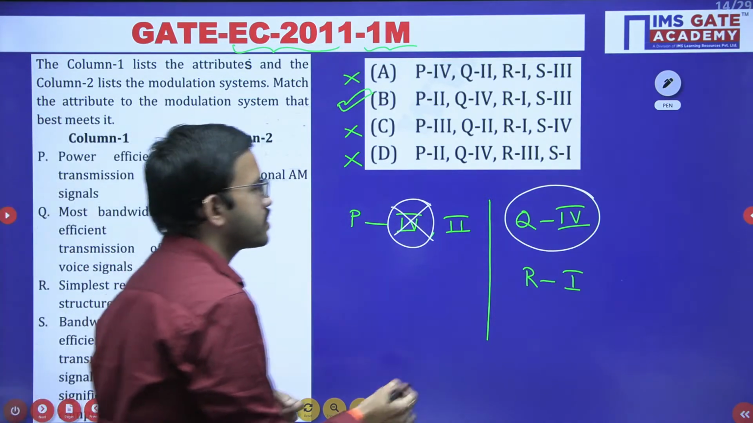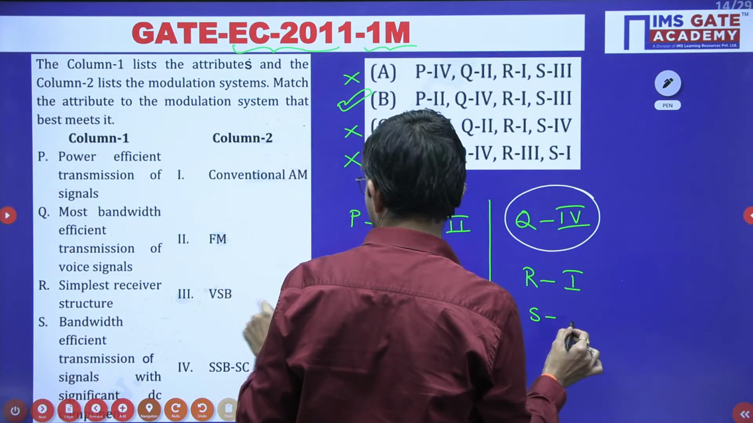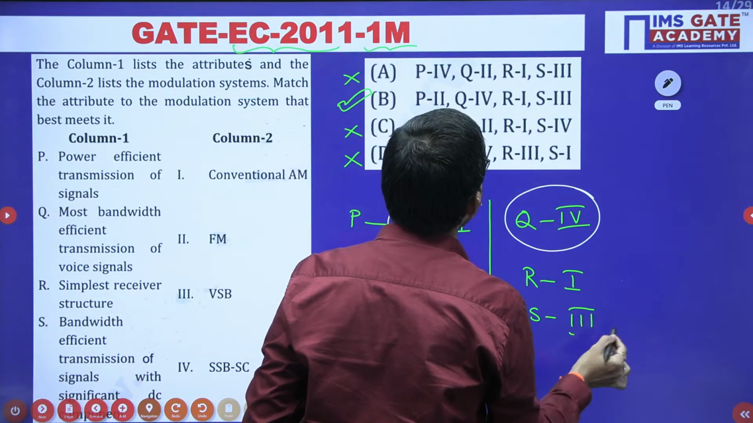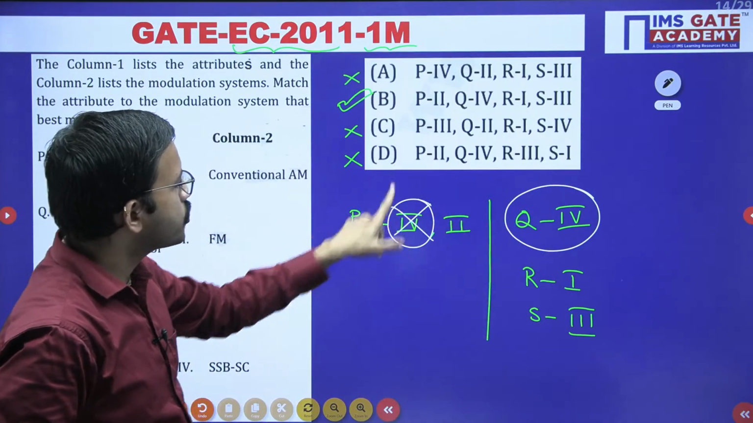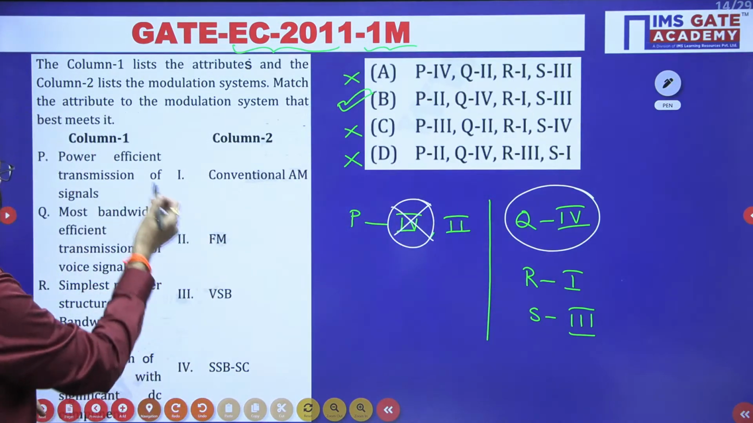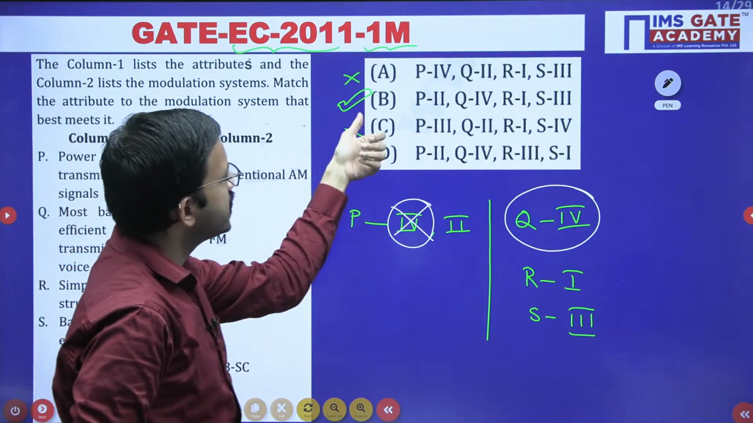So regarding S you will get 3. So regarding S you have 3 here. Yes. So when all these 3 are matching, obviously FM is left over. That FM now we can map to P. Okay, so that is the reason option B.